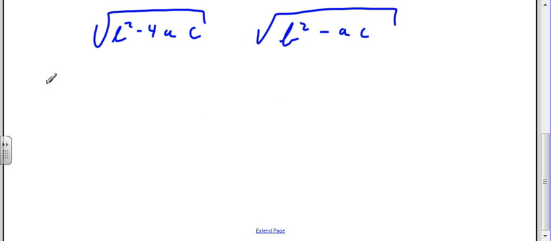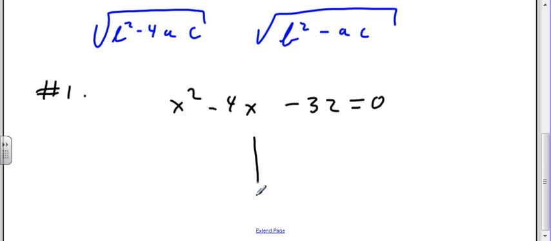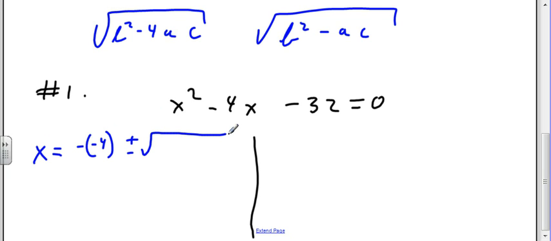So now we're going to do number 1. I got x squared minus 4x minus 32 is equal to 0. I'm going to do it two ways. I'm going to use the quadratic formula and say x is equal to minus 4, which I wouldn't really do, I'd just put down a plus 4, right? Plus or minus the square root of minus 4 squared, which I wouldn't do either because I just put a 4 there. Minus 4.